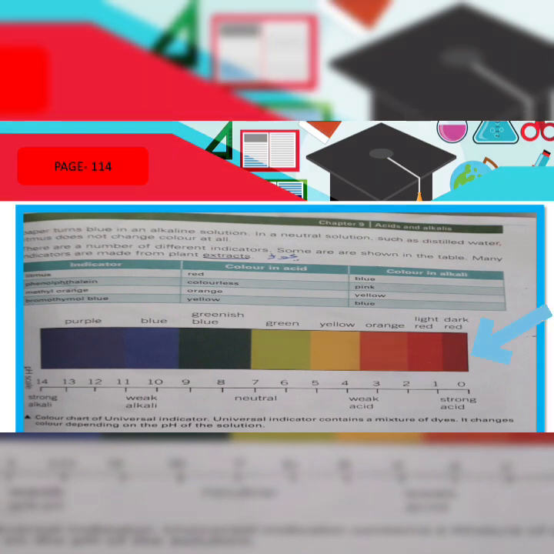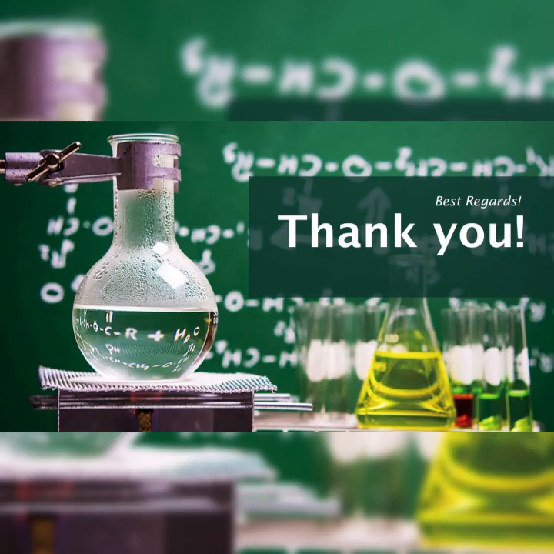Like from bluish green to purple, it is showing the presence of alkali solution, and from green to dark red, it is showing the presence of acids, and at the center where the value is 7, it is showing the presence of a neutral substance. That's all about our today's topic.